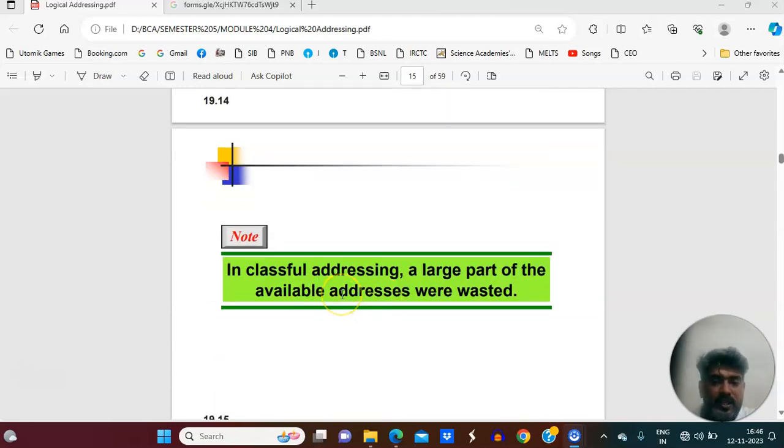In classful addressing, as you can see, a large part of the available addresses is wasted. You know that a class A address can have only 128 different networks, but each of the networks can have 2 raised to 24 participants in it. You can easily imagine that even the largest multinational companies won't be needing that many IP addresses.